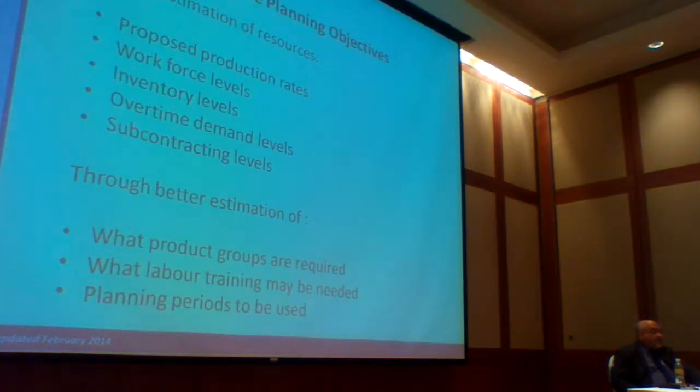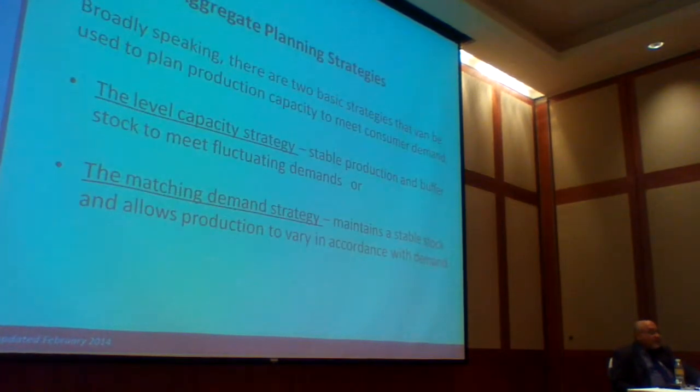Aggregate planning objectives: better estimation of resources, like proposed production rates, workforce levels, all these things, can be done better if you address the following: what product groups are required, what labor training may be needed, and what planning periods are to be used. If you address these questions, then you will be in a much better position to estimate your resource requirements.